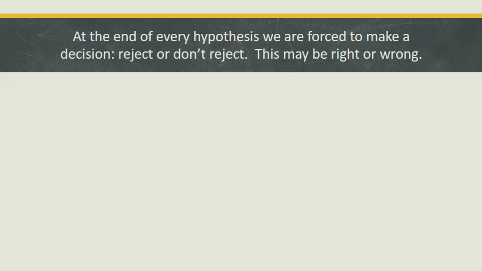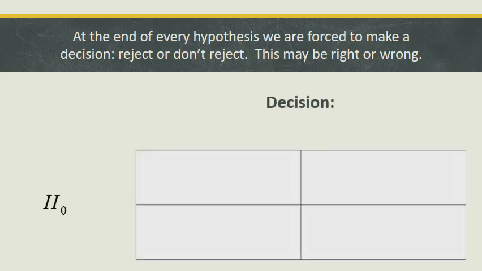So at the end of every hypothesis test, you are forced to make a decision, either reject or don't reject the null hypothesis. This decision is based on probability laws that we talked about in previous videos, but it doesn't change the fact that each hypothesis test ends with some kind of declaration. So there are two possible outcomes for your decision: reject or don't reject. On top of that, the null hypothesis could be true or false. So there are four possible outcomes, as you can see from this simple table.